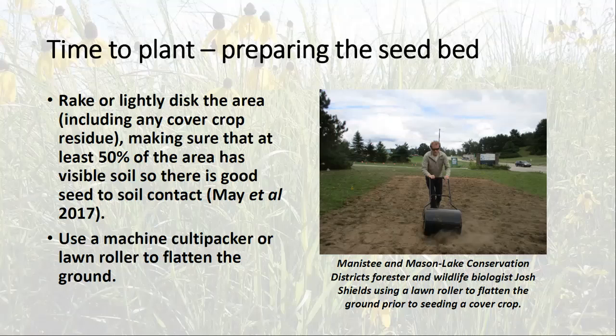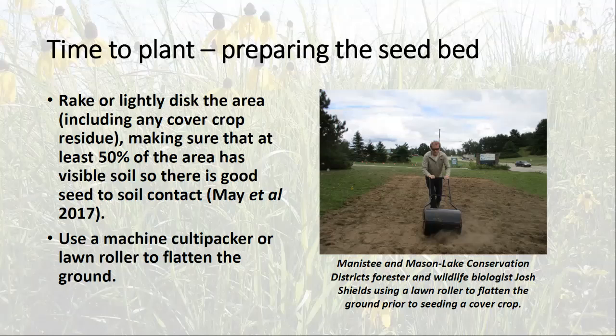So again, you've done your site prep, you've chosen your species, you are ready to put the native seed in the ground. So let's say you did a cover crop and it winter killed. You can rake or disc that area at the time of planting your native seed, making sure that at least 50% of the area has visible soil so there's good seed to soil contact. If you implemented other methods like herbicide, the approach would be the same. Basically, whatever biomass residue you have on your site after you did your site preparation methods, you want to make sure that you do a light disking or raking so that you expose at least 50% visible soil so there's good seed to soil contact for the native wildflower and native grass seed that you're about to spread on the ground.